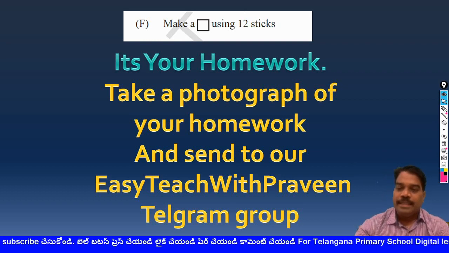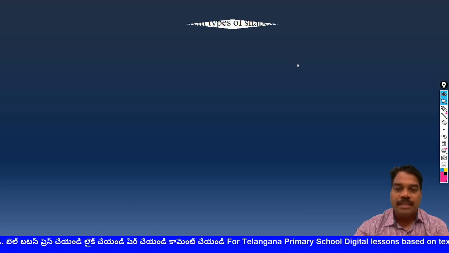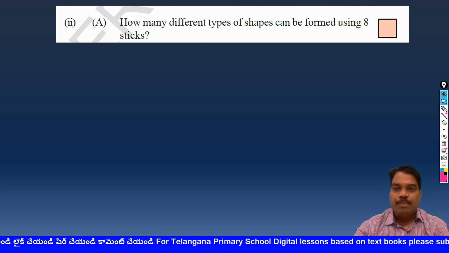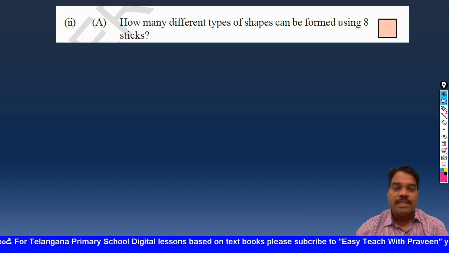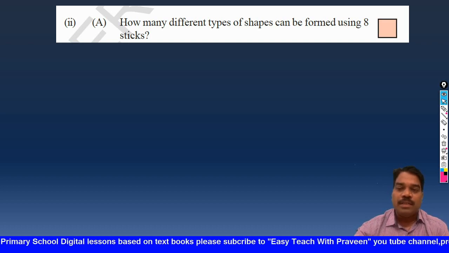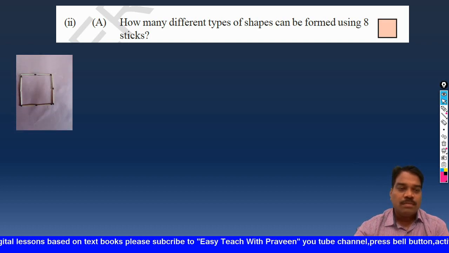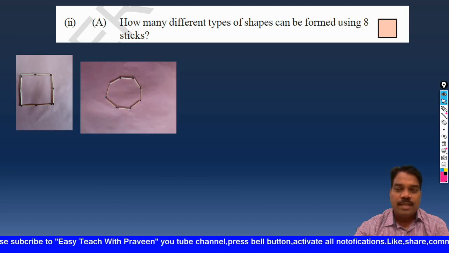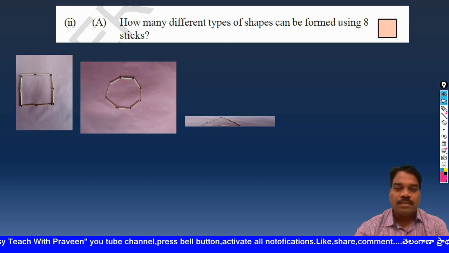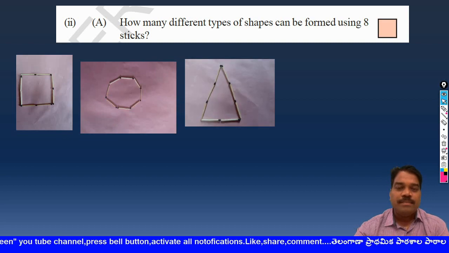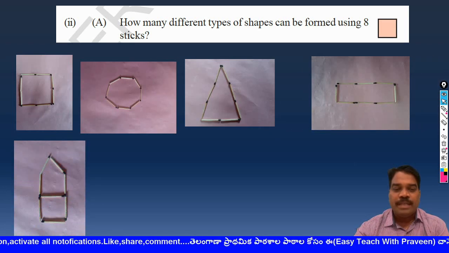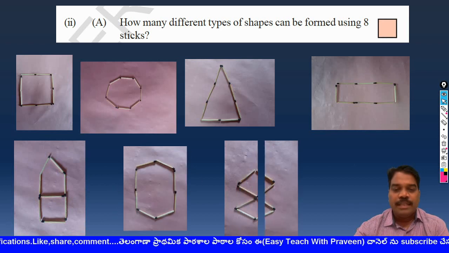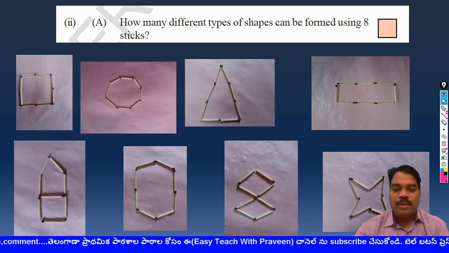Okay, right, let us move into the next activity. Next page. How many different types of shapes can be formed using 8 sticks? So you have to use 8 matchsticks. So the first one I have made is a square, and the second one I have made is an octagon. This is a triangle, rectangle, and another shape I have made. Just thinking creatively, you can make so many shapes.